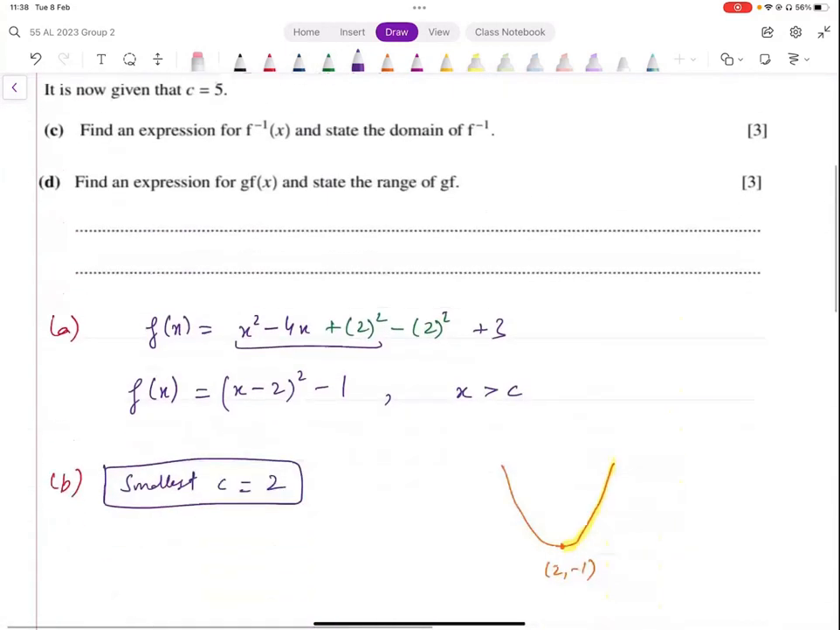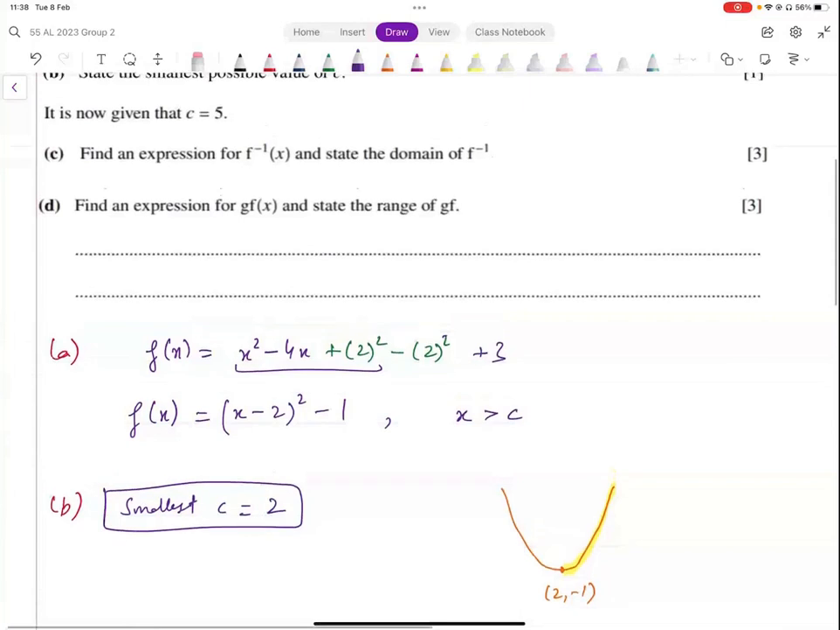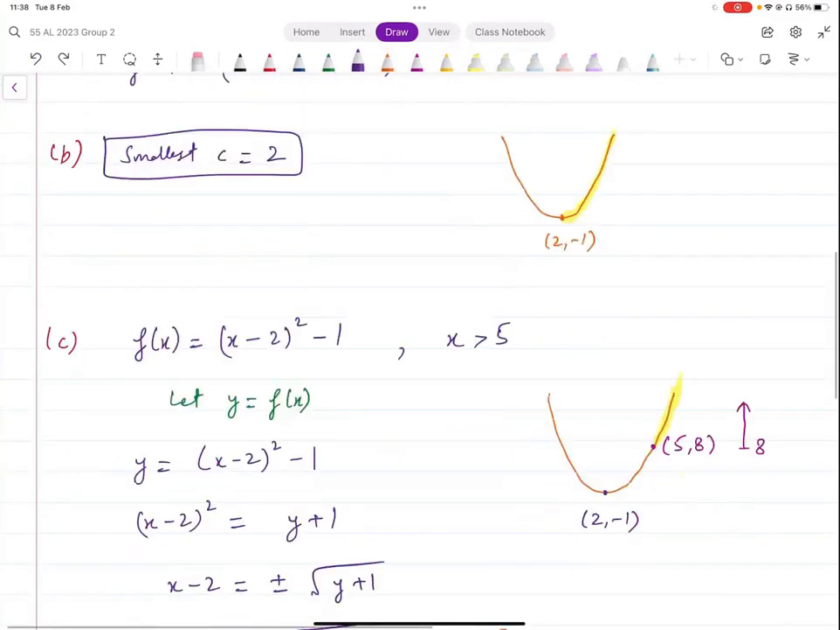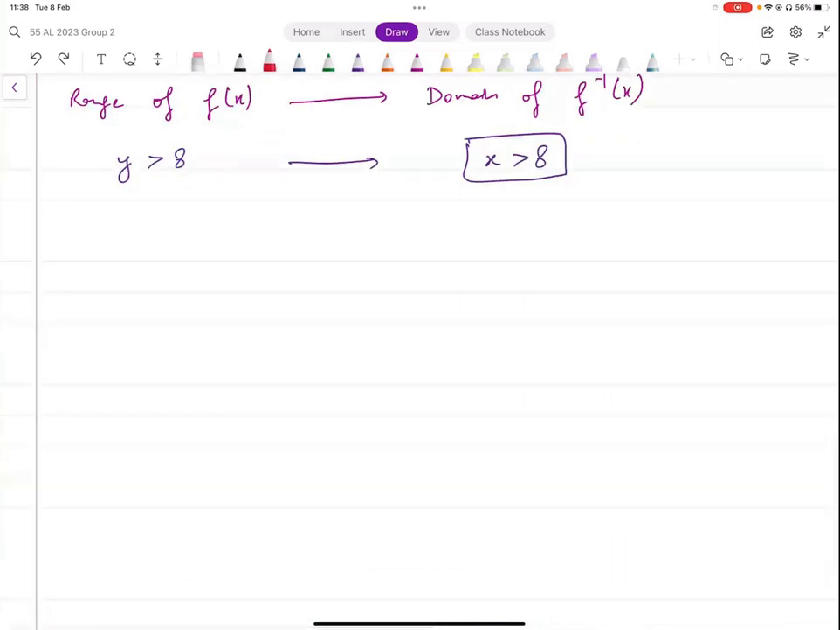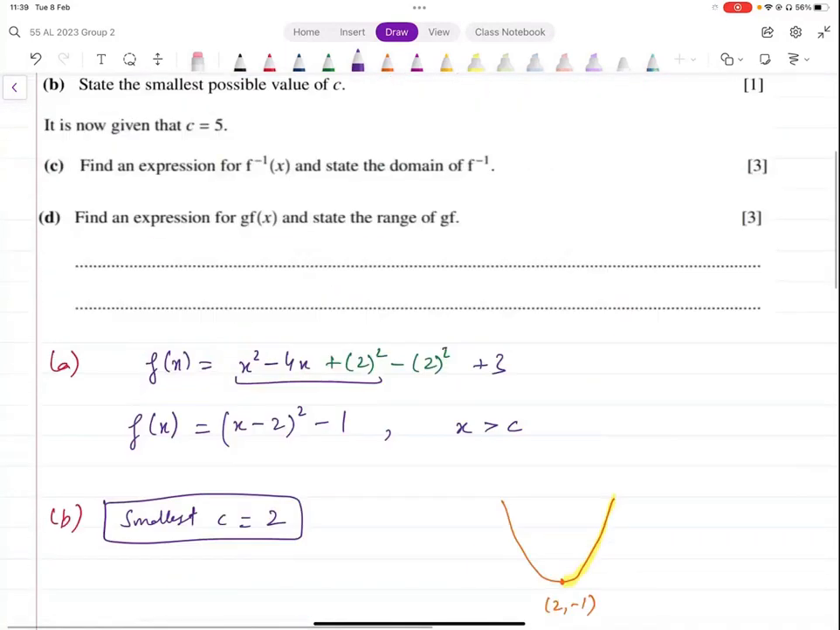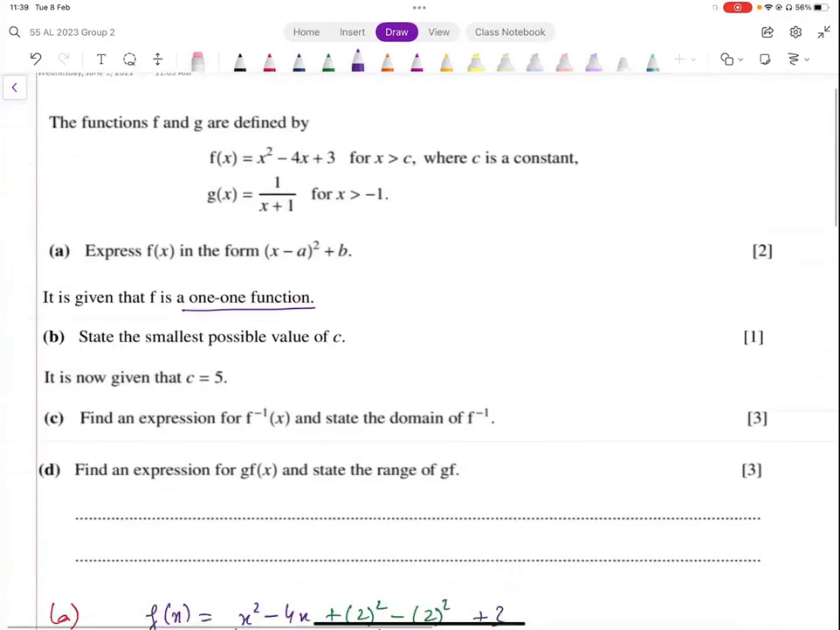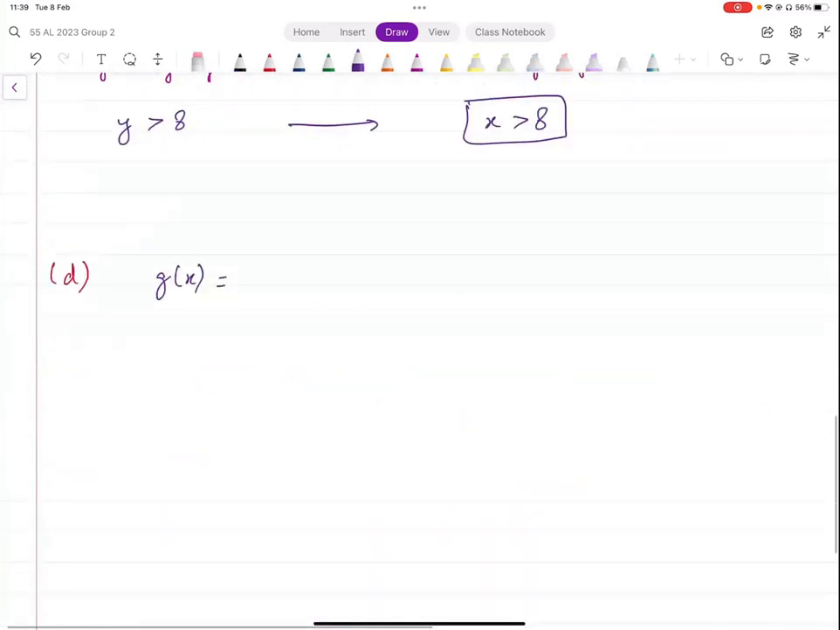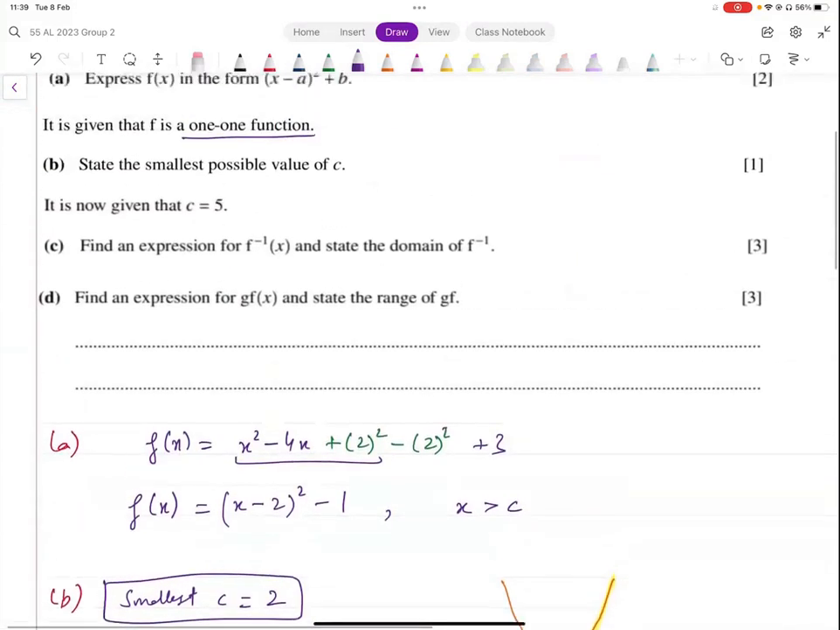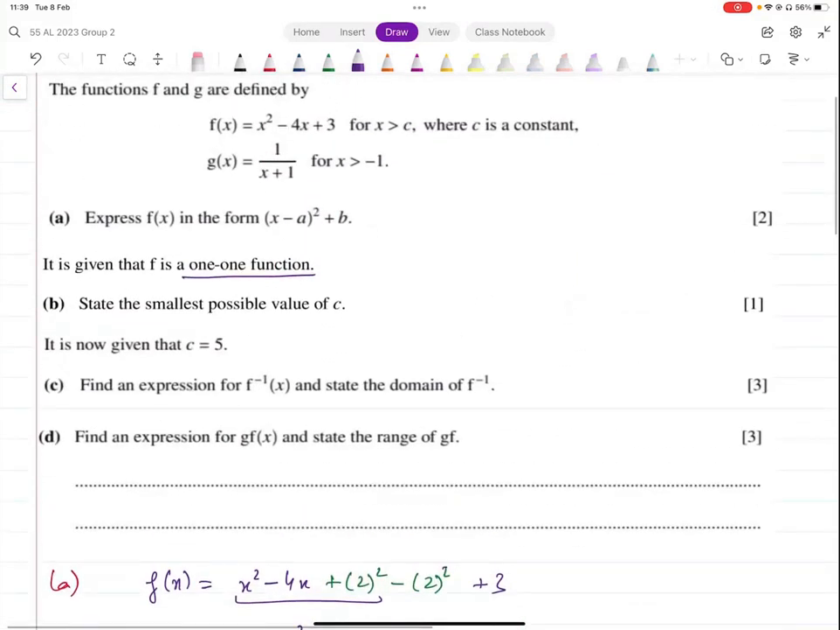ठीक है? अच्छा, let's look at the last part. It says find an expression for gf of x and also state the range of gf. Okay, let's try doing this. Part D. So, what functions do we have now? We have g of x function. G of x was 1 over x plus 1, and the domain for this was x greater than minus 1.